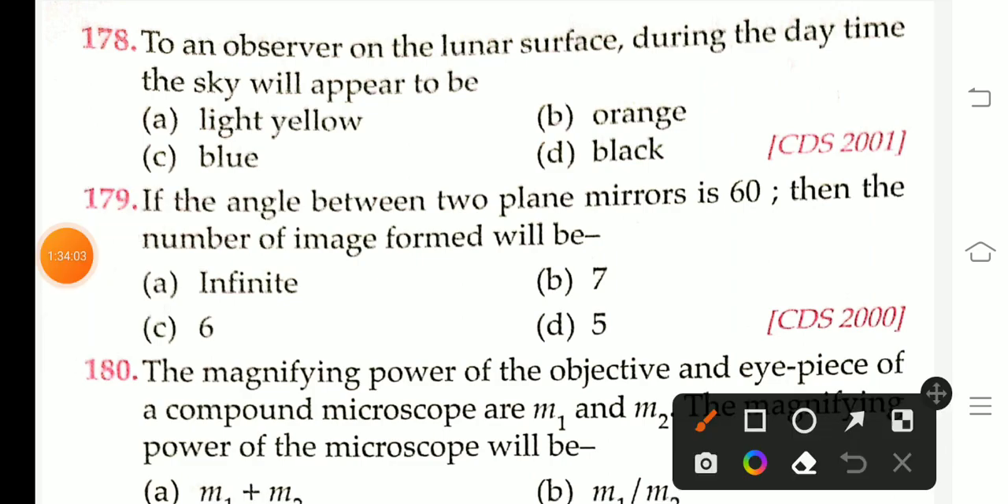Next, to an observer on the lunar surface during the daytime, the sky will appear to be. Right answer will be option D. Black. Next, if the angle between two plane mirrors is 60, then the number of images formed will be. Right answer will be option D. 5.